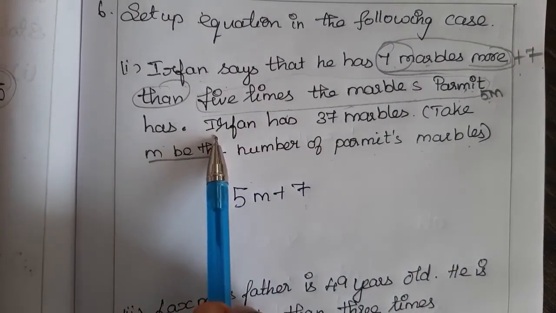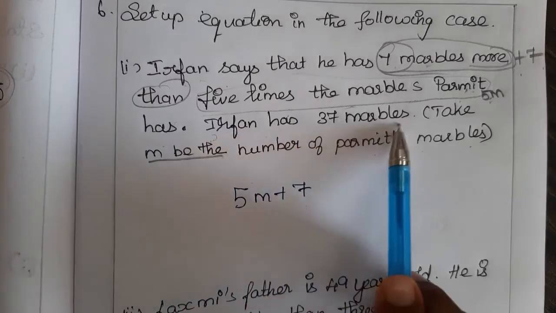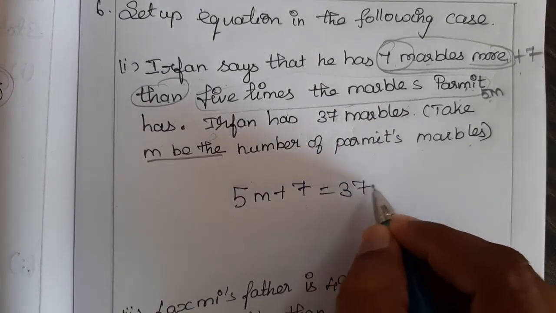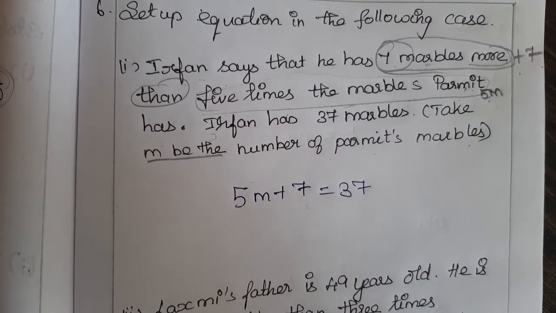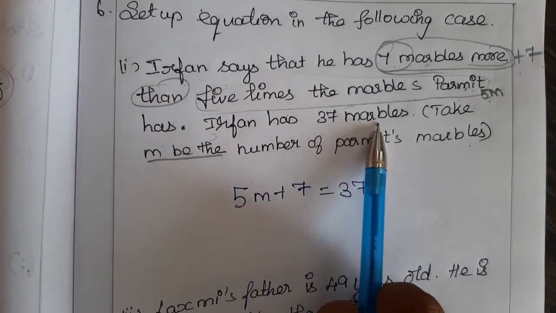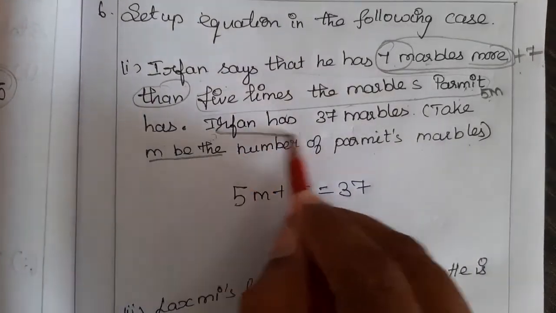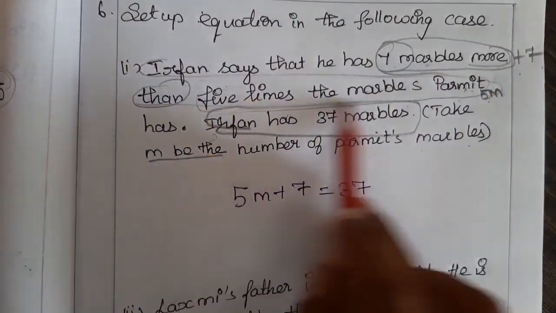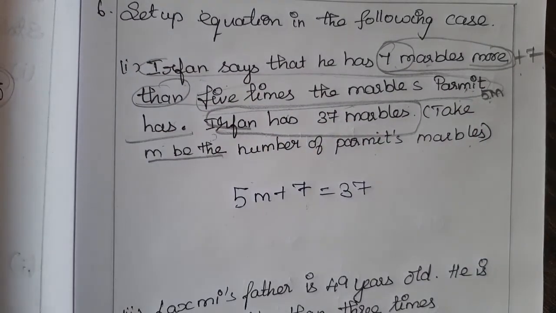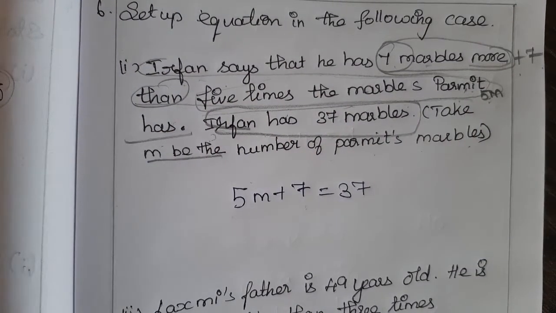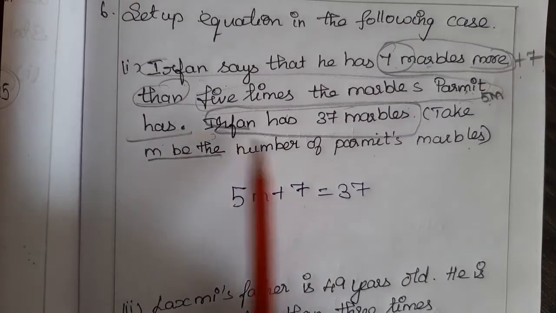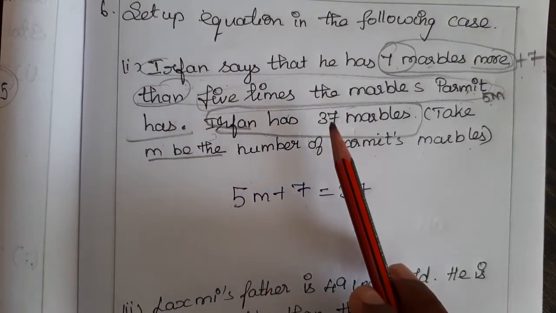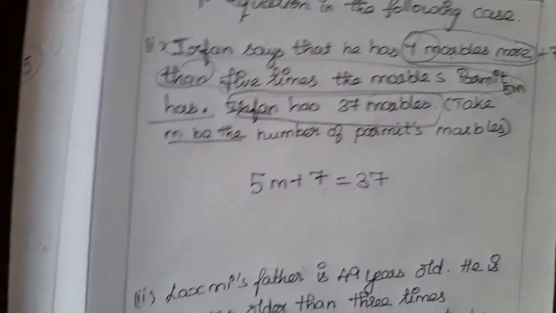But in the next sentence it is given Irfan has 37 marbles. Even this will be equal to 37 marbles. Clear? This sentence is given in numerical form and the other sentence is given with the variable, right? So 5M plus 7 is equal to 37. Both are the same. Irfan says first with the variable and next he is saying it with the number.